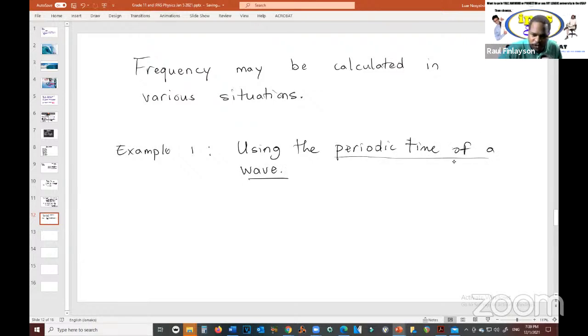All right, now I should point out this here. They could ask you to define the periodic time. So it's something that we would need to know first. So the periodic time of a wave is the time a wave takes to complete one complete cycle. All right, so the time taken by a wave to complete a cycle.